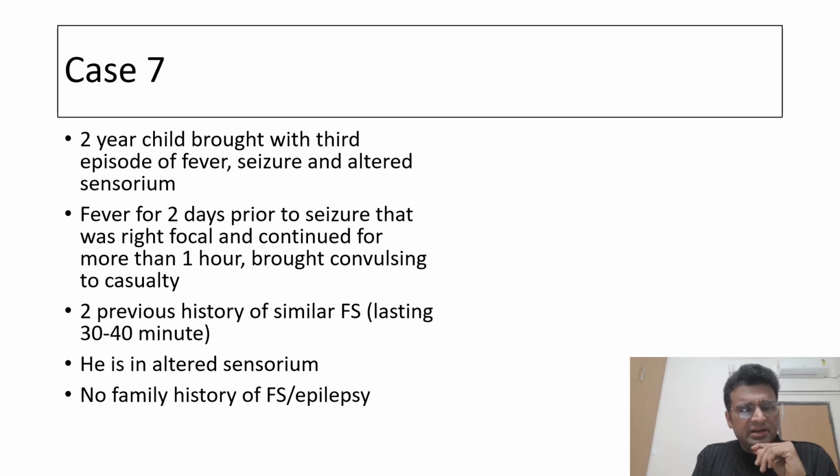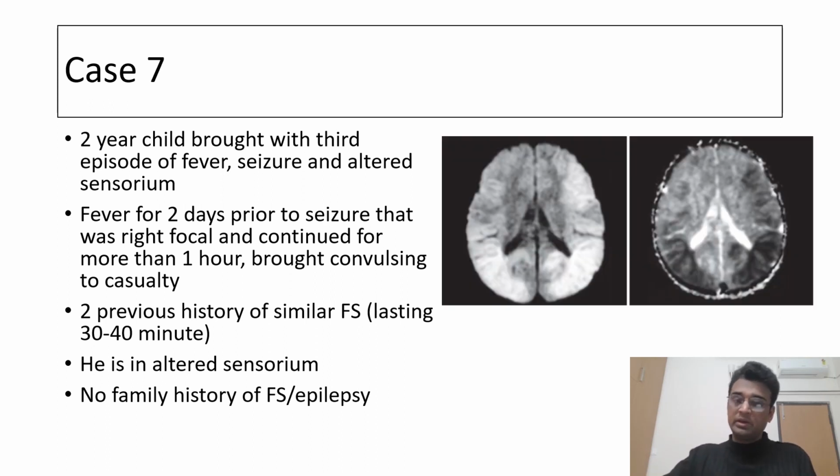This is another last case. 2-year-old boy brought with third episode of febrile seizure, encephalopathy also, fever for 2 days prior to seizure. That was right focal, continued for more than 1 hour, brought convulsing to casualty. We got an investigation done for this child. He's in altered sensorium, and you can see that the MRI has very typical white matter hypoxic injury, which you can see. Okay, so this is what we don't want.